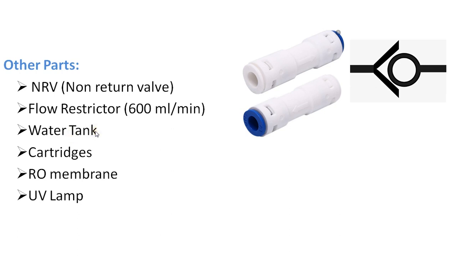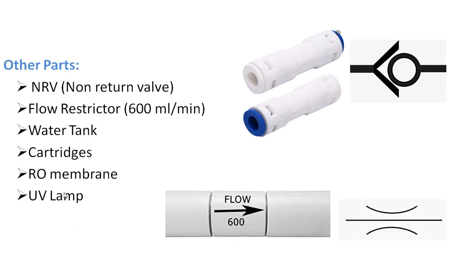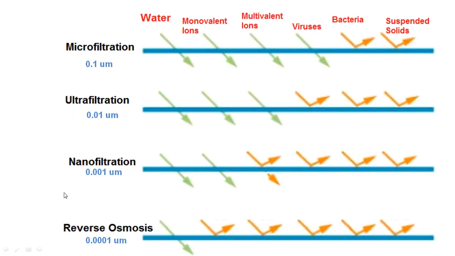Water tank is used for storing the water. Cartridges are used for removing the unwanted substances that are present in the water. RO membrane is used for removing the excess TDS that is present in the water. UV lamp emits UV light, which kills the bacteria or viruses that are present in the water. And this is the flow restrictor and its symbol.